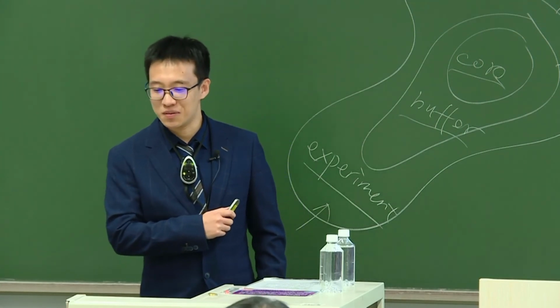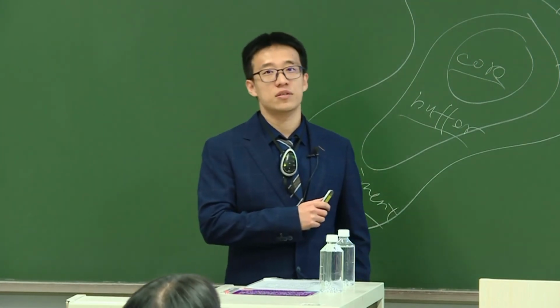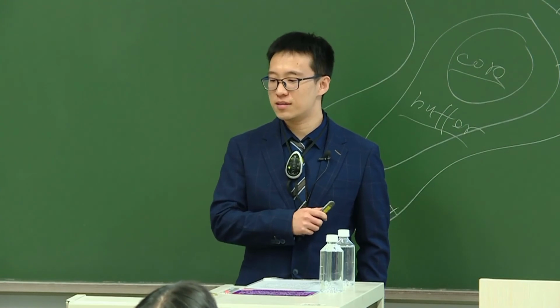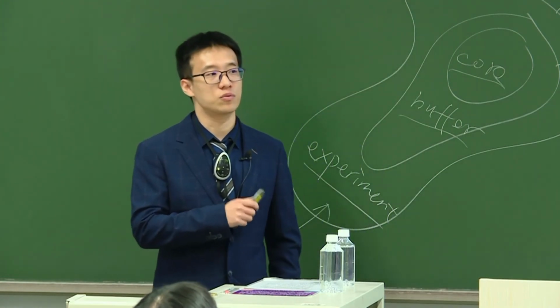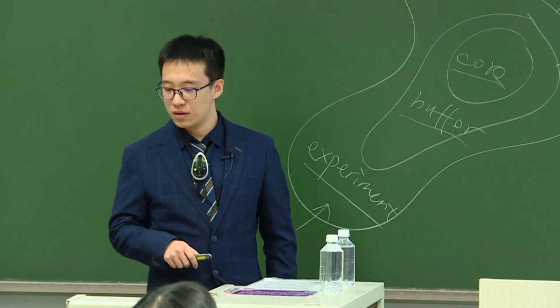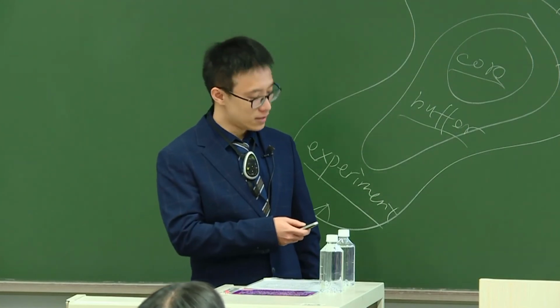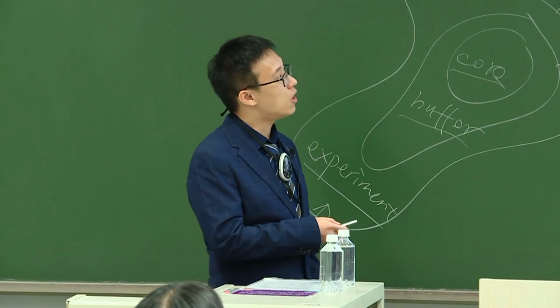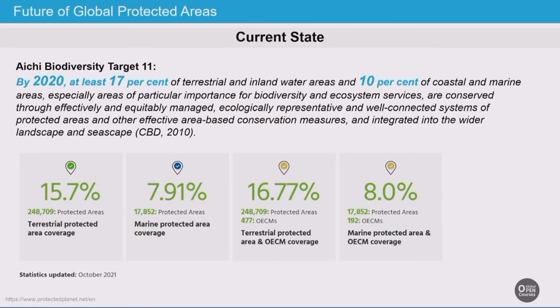So the current state: the Aichi target, which was proposed in 2010, proposed that at least 17% of the world should be protected. And according to the latest data, we can see that almost 17% of the land is designated as protected areas or OECMs. So that means we almost achieved the goal we set for 2010 to 2020. But what goal should we set after 2020?